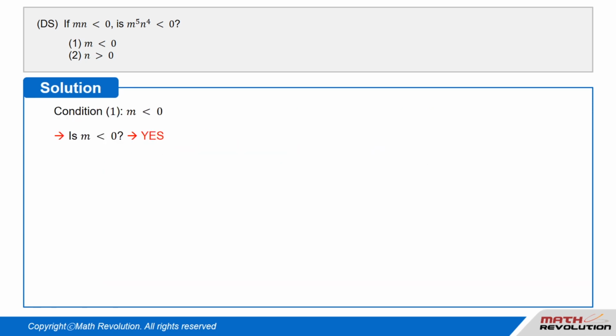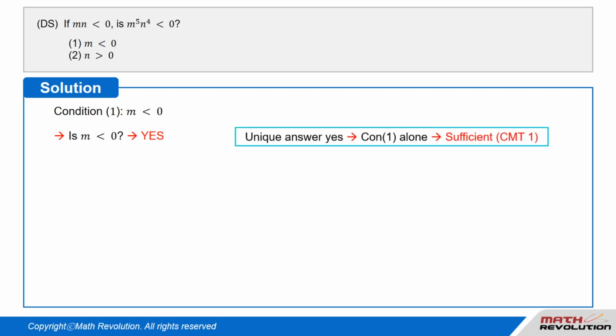Let us take a look at condition 1. It tells us that m is less than 0. This is what we are looking for, and therefore, the answer to the modified question, m less than 0, is a unique yes. So the condition is sufficient according to CMT1, which means that the answer will be in terms of a unique yes or no.